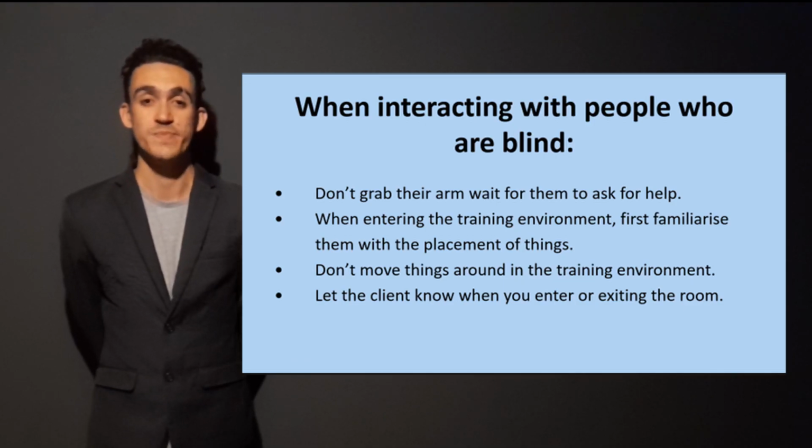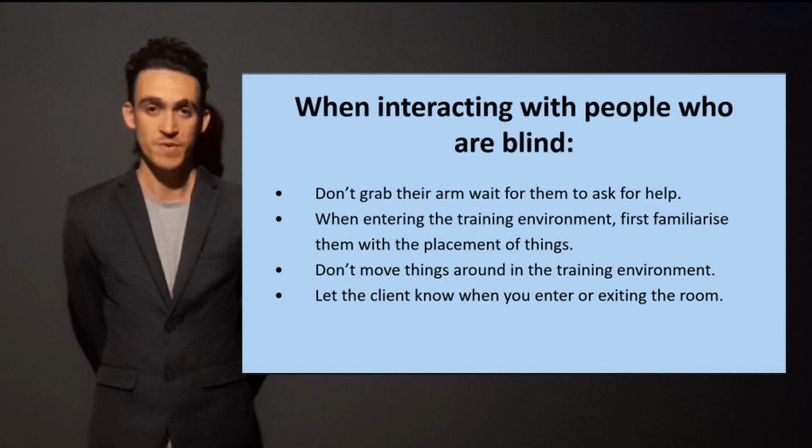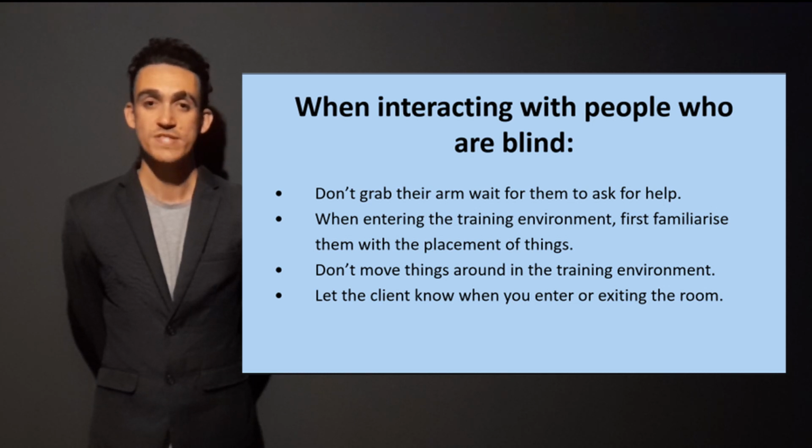The next challenge is communication. When working with a person who's blind, do not grab their arm to help them. Wait for them to ask you for help first. When entering the training environment, familiarize them before you start training. After that, do not move anything around. When you need to leave the room to go get something, or when you come back and enter the room, make sure that you let the client know, because they cannot see you leaving or entering.